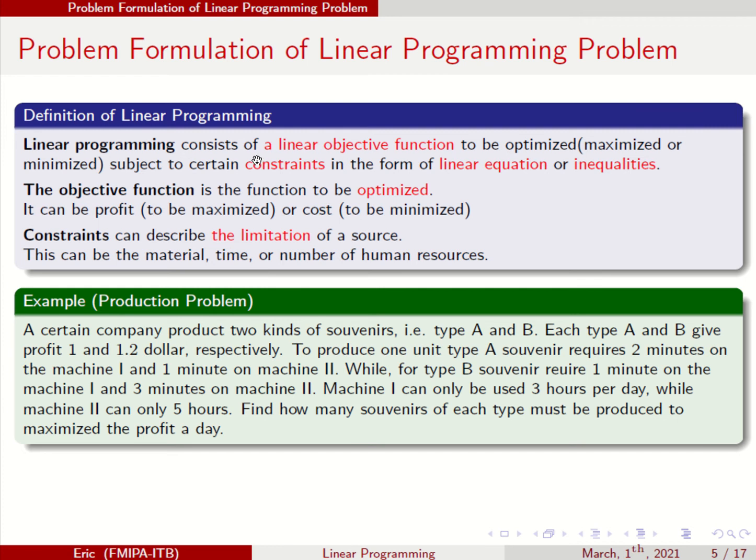Linear programming consists of a linear objective function to be optimized. It can be maximized or minimized, subject to certain constraints, that is, conditions in the form of linear equations or inequalities. The objective function is the function to be optimized. It can be profit to be maximized or cost to be minimized. And constraints describe the limitation of a resource. This can be the limitation of material, the limitation of time, the limitation of the number of human resources, and so on.